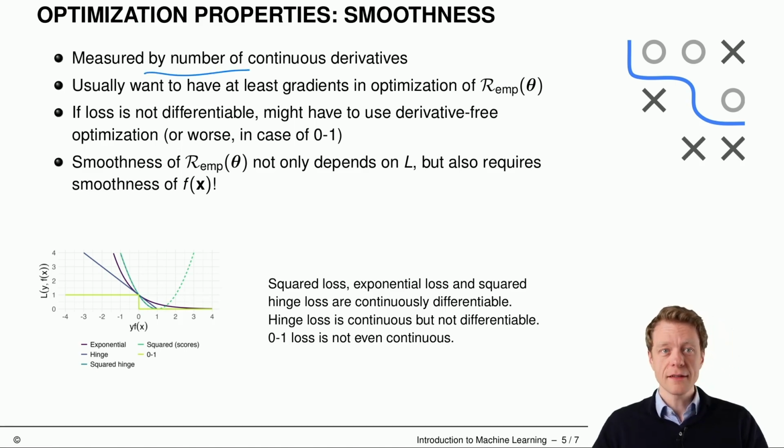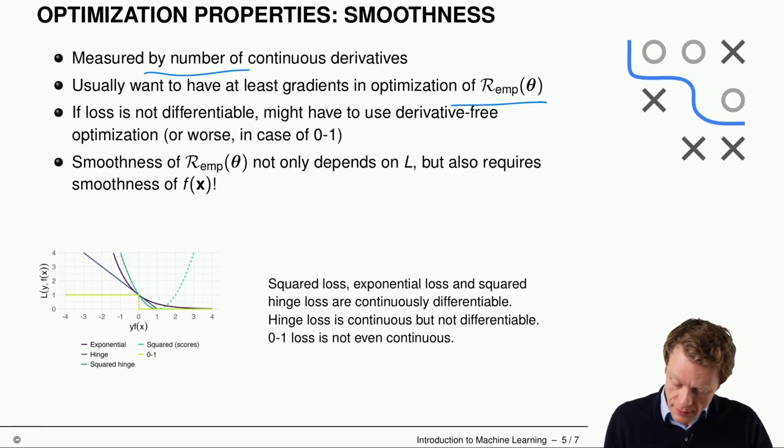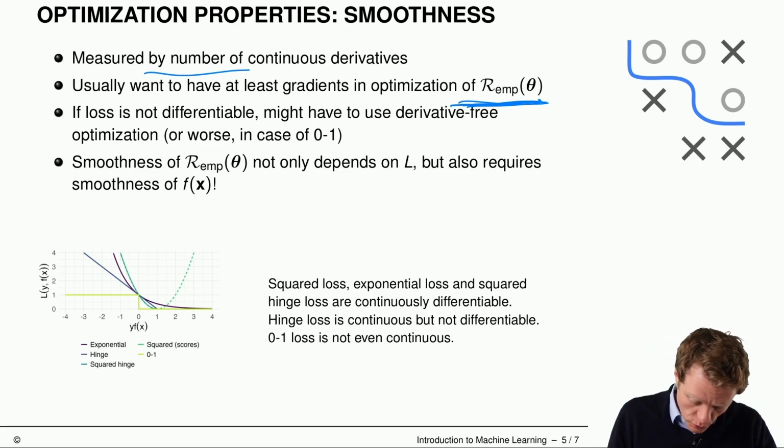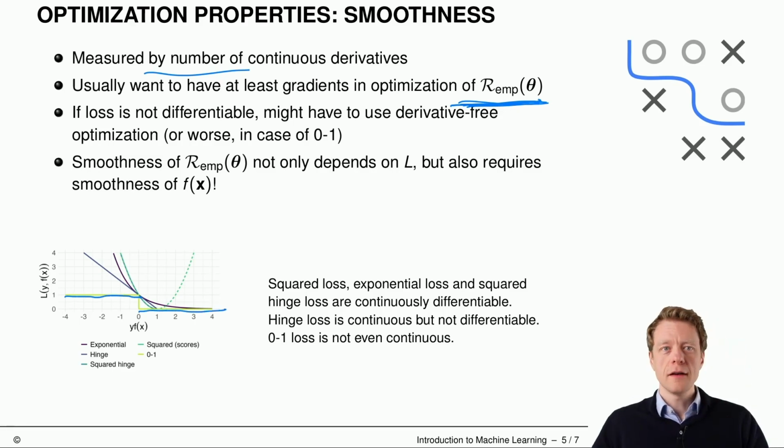The higher this number gets, the easier perhaps is the optimization, because we have more options for optimizing the empirical risk. If the loss is not differentiable, then we have to use derivative-free optimization, which also can work. We can also use some subgradient methods, for example, for the L1 loss. But it gets even worse if the loss function isn't even continuous, right? Like the 0, 1 loss here. Yeah, that's not continuous. So, well, worst case, and that's the hardest optimization. We'll see later what we can do about that.